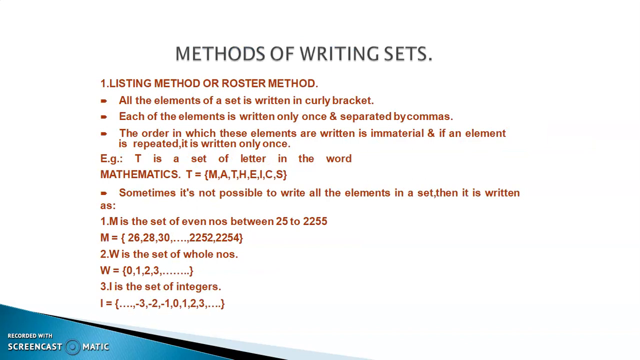Sometimes it is not possible to write all elements in a set. Then it is written as, for example, M is the set of even numbers between 25 to 2255. Here, you just have to start with the first three even numbers after 25, that is 26, 28, 30. Put continuation dots and end with the last two even numbers before 2255, that is 2252, 2254.